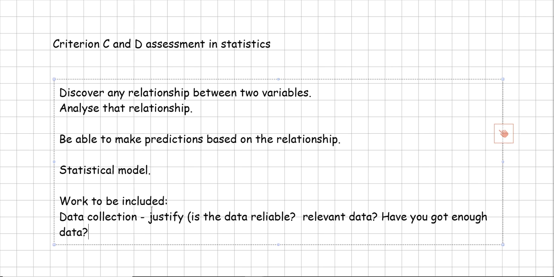You should know that. If you collect only 5 bits of information and try and do a scatter plot and a line of best fit from that, you've not got enough data. All right? You don't need 1,000 pieces of data, all right? But that's how we can start talking about reliability. Another one to look at is, remember we talked causation?